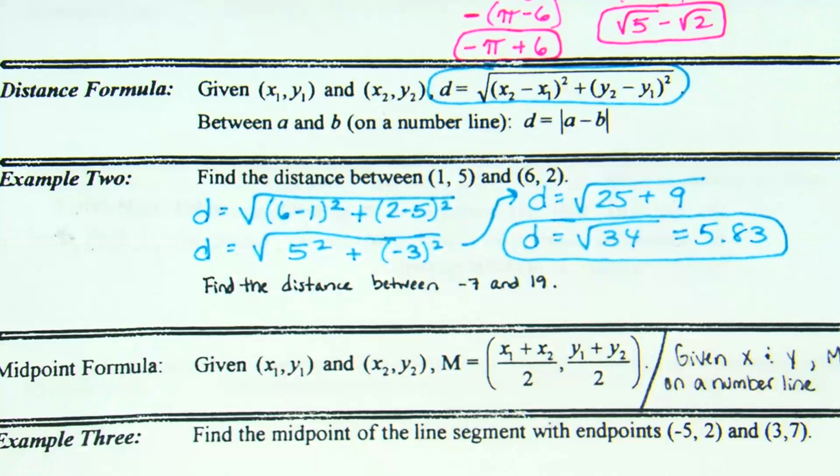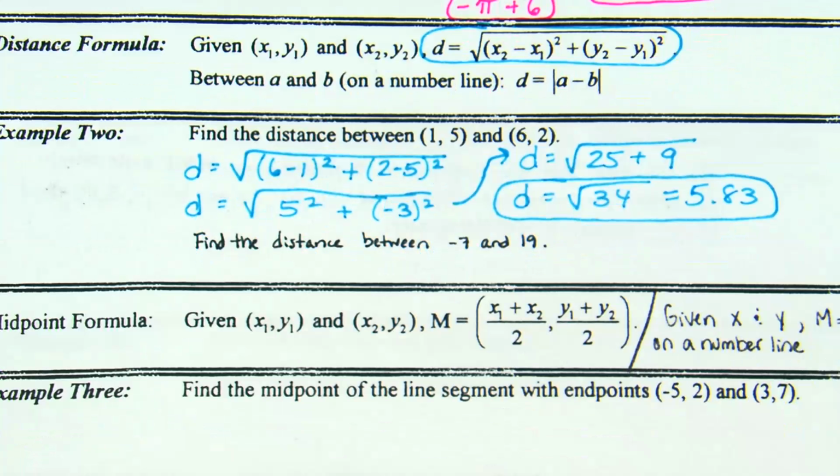Real quick before we move on to midpoint, what about the distance between -7 and 19? You might not even need a formula there. How far are -7 and 19 apart?